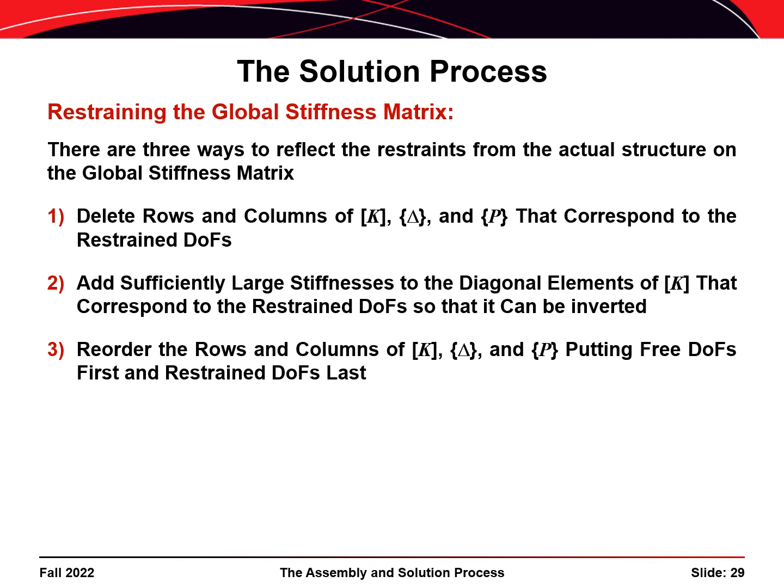In summary, we have three methods to restrain the global stiffness matrix. The first method is simply to delete the rows and columns. The second method is to add sufficiently large stiffnesses to the global stiffness matrix. And the third is to reorder and partition the stiffness matrices as part of the solution process. The first method is arguably the simplest, but offers the least amount of flexibility. The second method is effective, but requires some judgment in determining what constitutes a sufficiently large stiffness value to add to the coefficients.